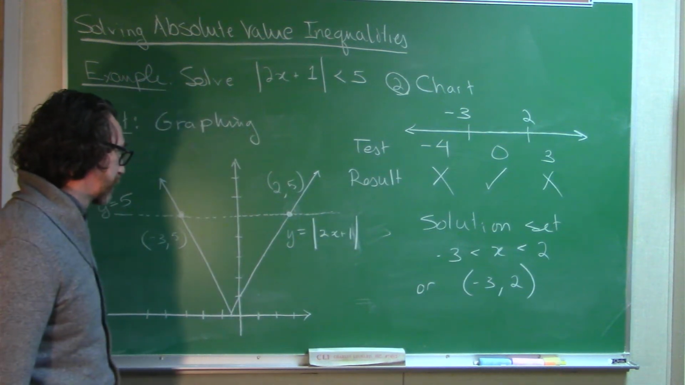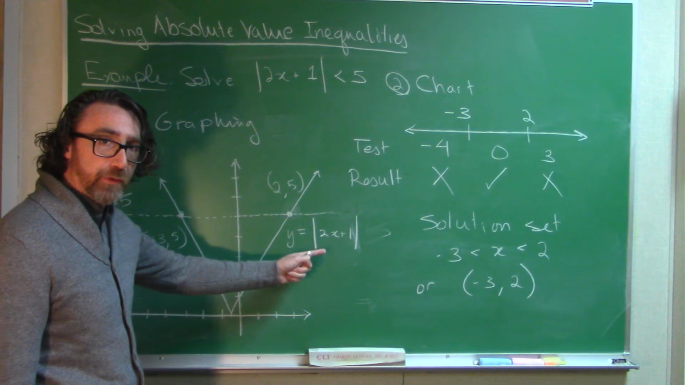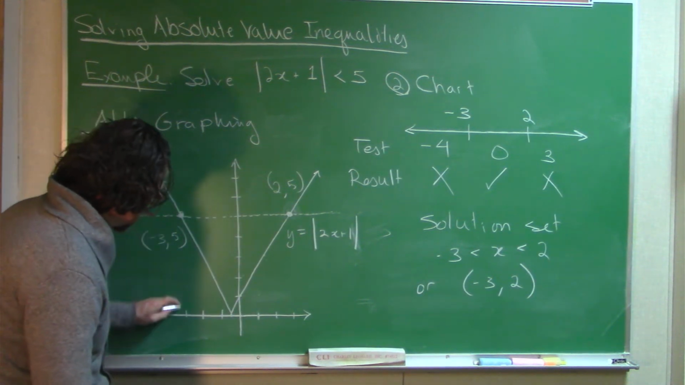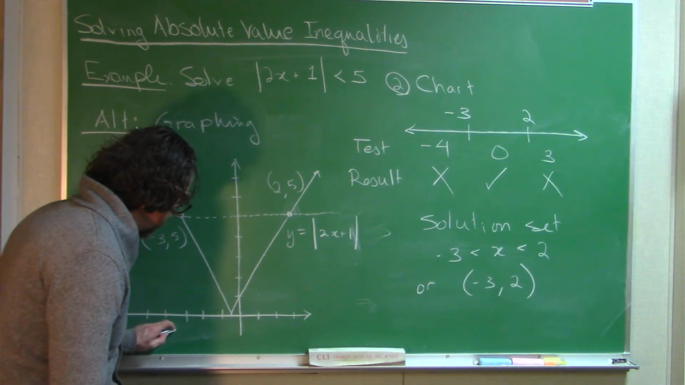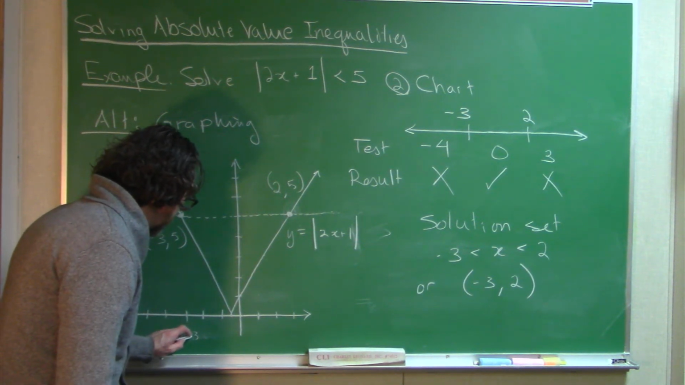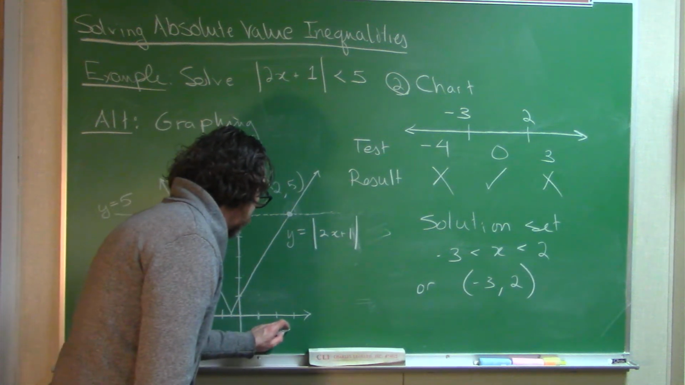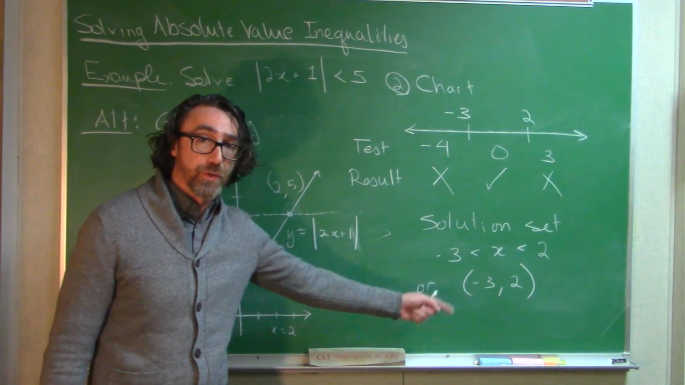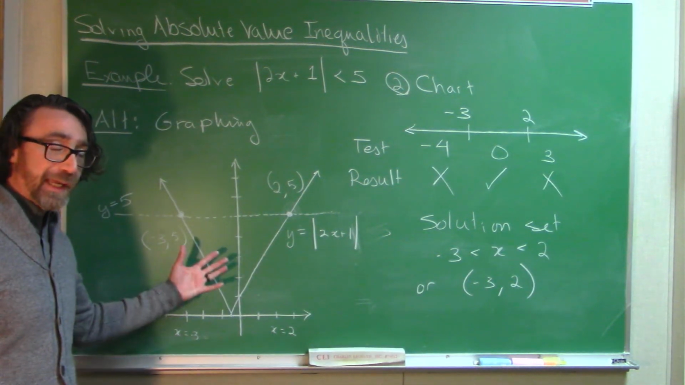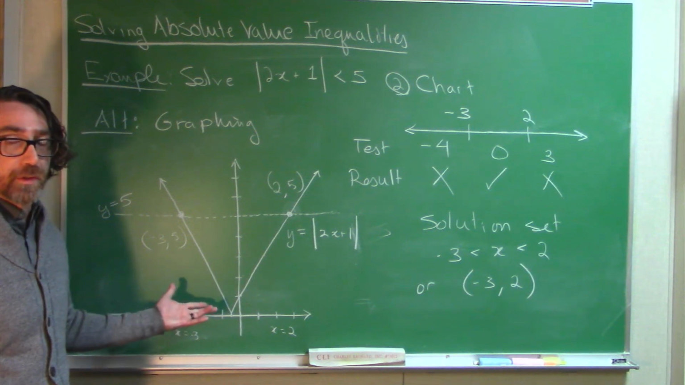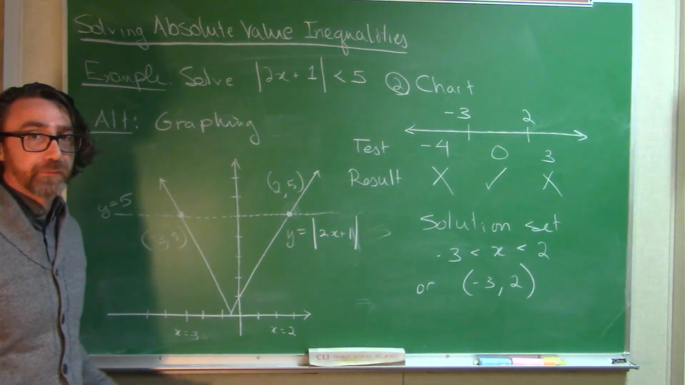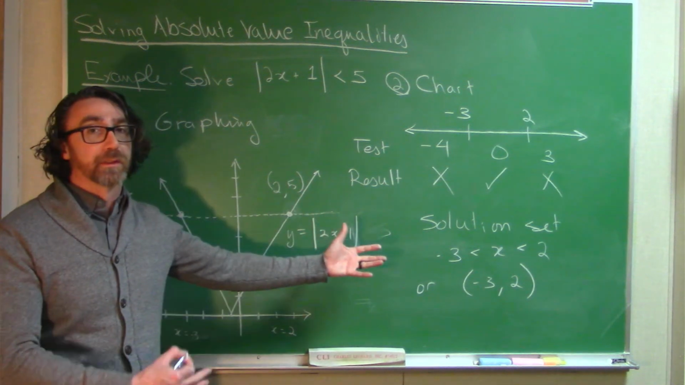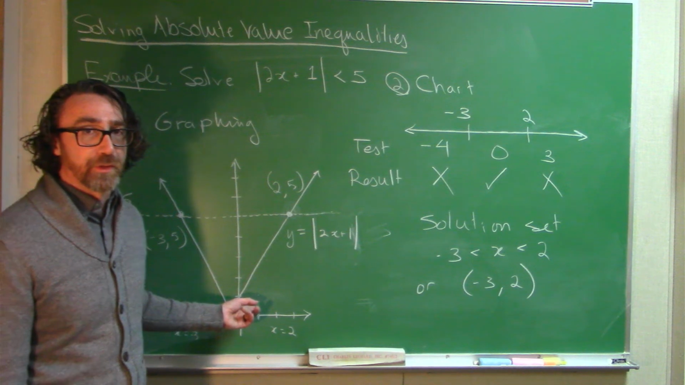Okay, right there. So we can see the graph of the absolute value function is under the horizontal line between x equals -3 and x equals 2. And that's our solution set as we saw from the chart. Okay, so you can use the graphs that we've discussed to help you solve these equations and inequalities. Everything that we do algebraically is going to have a geometric manifestation in the graph.